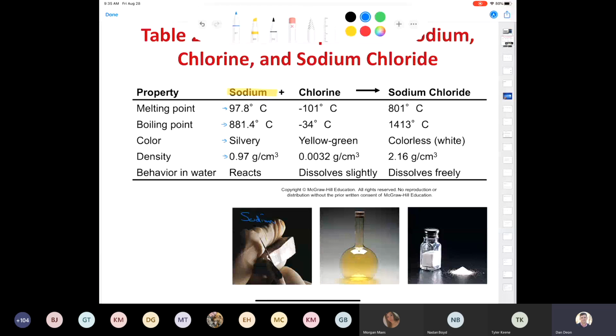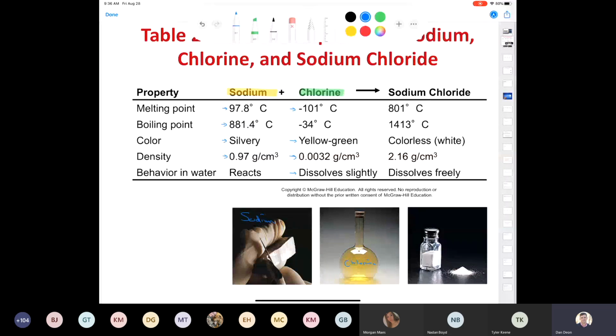Anyhow, you can see next we have chlorine. So chlorine is very different from sodium. Chlorine is not a metal. Chlorine is actually a gas. So this flask right here has some chlorine gas in it. It's got a much lower melting point, and that's because it's a gas at room temperature. And you can see that it's a yellow-green gas. It's got a much lower density, and it actually does dissolve in water to some extent.